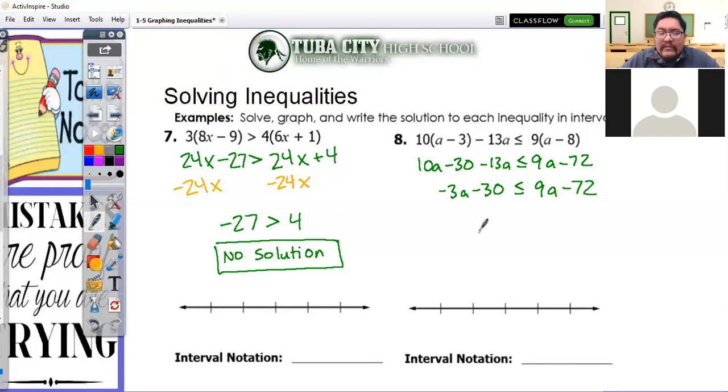And now I have to move the variable to one side. Now remember, I always say that it's best to move it to the left and keep it positive if you can. But in this case, it looks like we will not be able to do that. I cannot move it to the left and keep it positive, because if I tried moving it to the left, it would be negative. I'd have negative 12a right here.